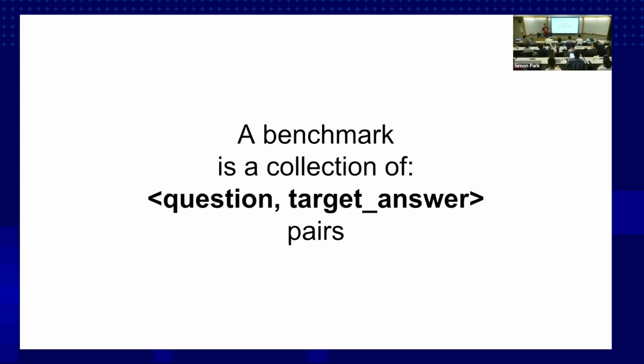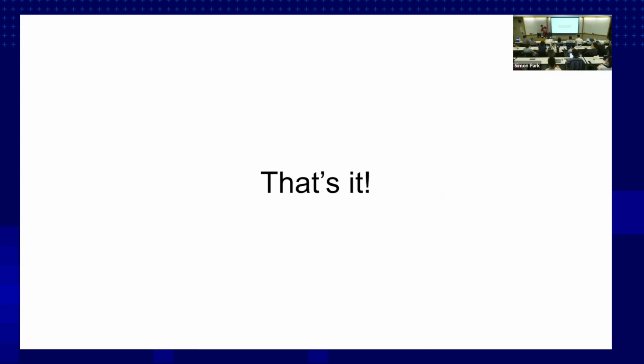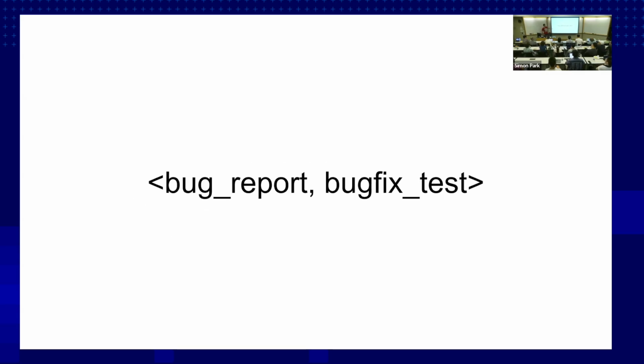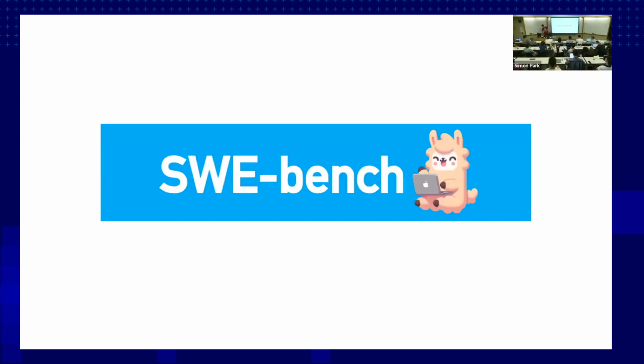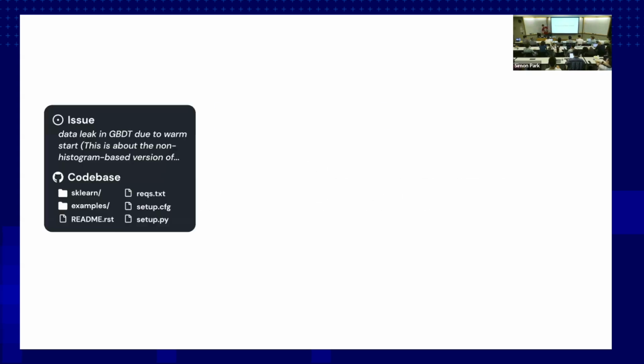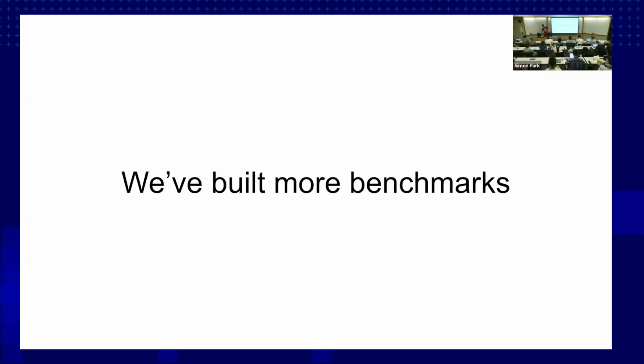is we just have these pairs. I'm going to skip over a bunch of slides here. We have these pairs of bug reports, and we give you the entire repo at a certain time when the bug was reported, and we have a test, and you submit a patch that attempts to solve the bug, and we run the tests, and if they pass, we give you a point. That's SWE-bench. I'm not going to talk too much about SWE-bench because you guys already know about it.